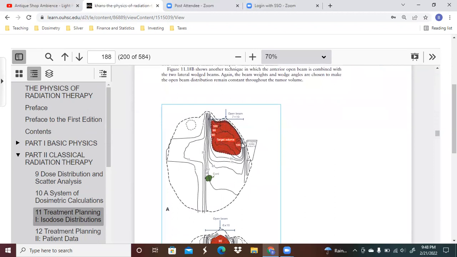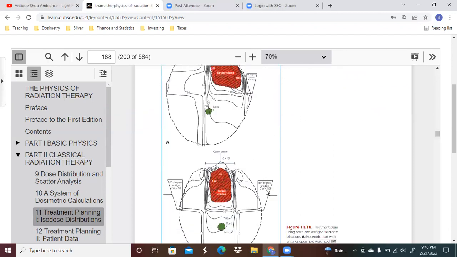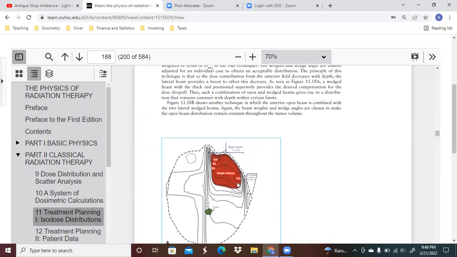Here is an example of something that you might have seen 20 years ago or more regarding using wedge treatments. Let's say you've got somebody here that's got an open beam coming in this way and may have a wedge here, and this is somebody's head. This is supposed to be an eyeball, I think. You got a spinal cord over here.